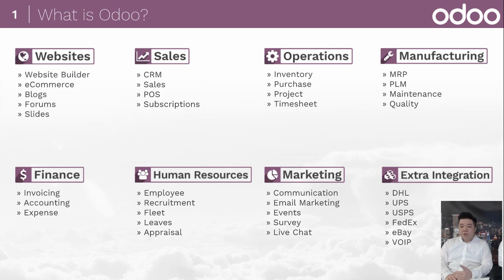For sales modules, we have the CRM, which is one of our big topics today. Together with Sales, POS, and Subscription, you can manage all different sales in different channels with the Odoo system. On the operational side, we have the Inventory module, where you can manage all your stock flow, serial numbers, and lot numbers. Together with the Purchase module, you can automate all the shipments and deliveries.